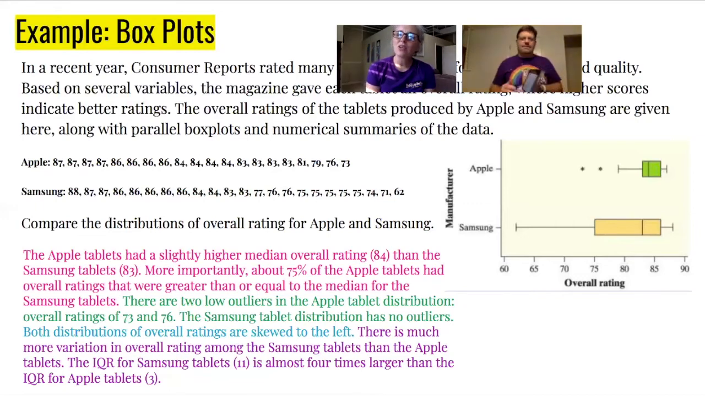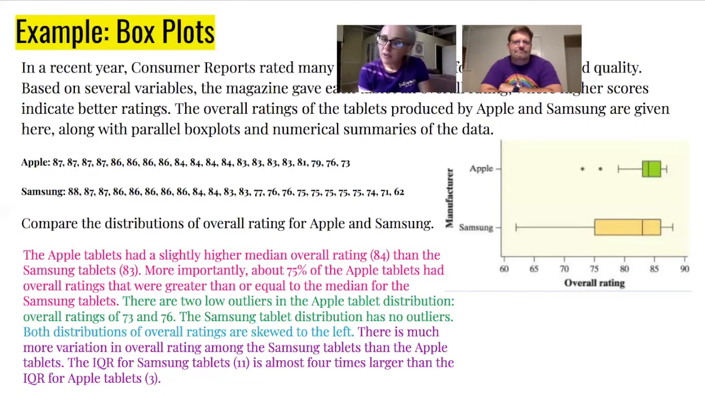Now, remember why you would do this. Have you ever watched one of those YouTube videos where they're rating the new iPhone or something like this? You're trying to tell people that one is better. Why do you have two phones? Anyway, you're trying to get people to buy one product over the other. So telling them that they have about the same median rating isn't really doing much for you.